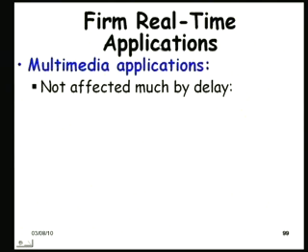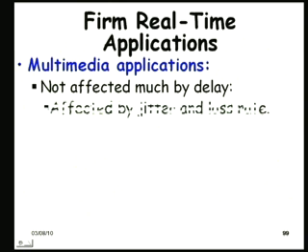Now, let us look at the requirements of some firm real time applications. We are saying what kind of requirements they might make on the communication network. From our first discussions, we know that multimedia applications are a type of firm real time application. As far as their network requirement is concerned, they are not much affected by delay. That is what we said about television broadcast. But they are affected by jitter and, of course, loss rate. A few losses can be tolerated. Just one frame missed out of 1000 frames can be tolerated. But jitter is one where a strict requirement is made by the application.